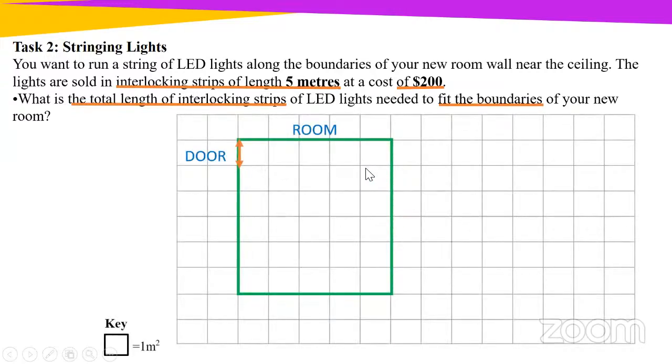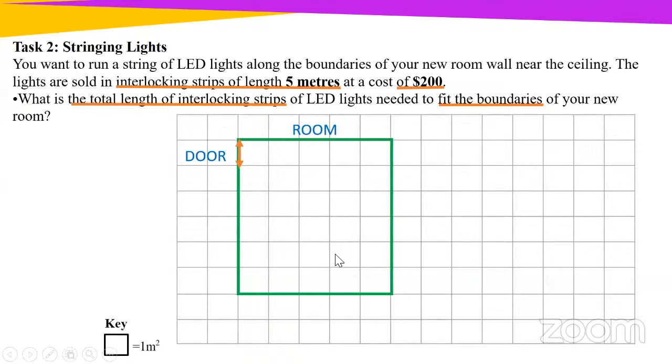All right, so it was said earlier on, I give you a clue, we have our room and we have our door. We're going to be placing the interlocking strip around the ceiling of our room. So what is it that we're going to be finding out? How many meters of LED light? But before we can find how many meters, what do we need to know?